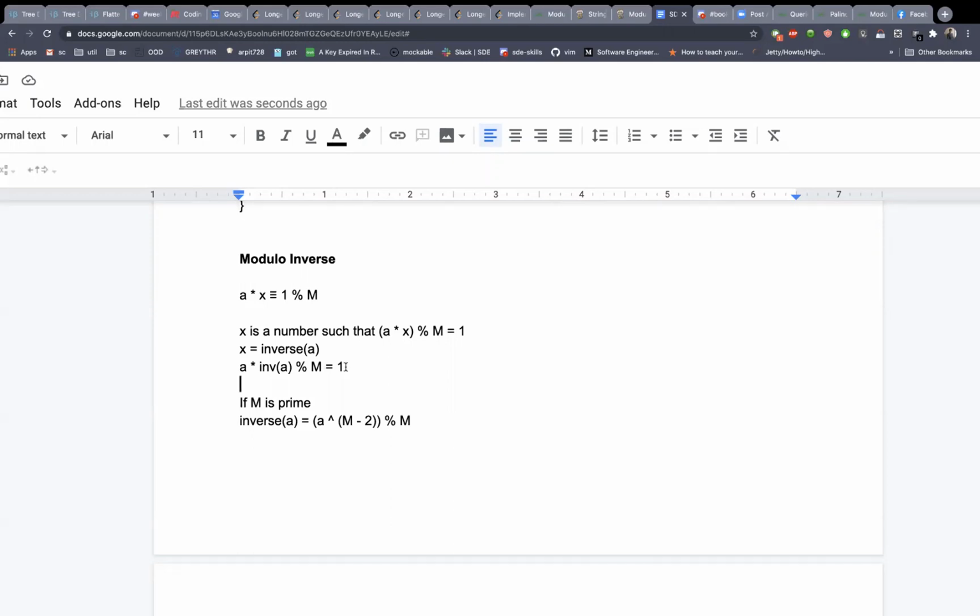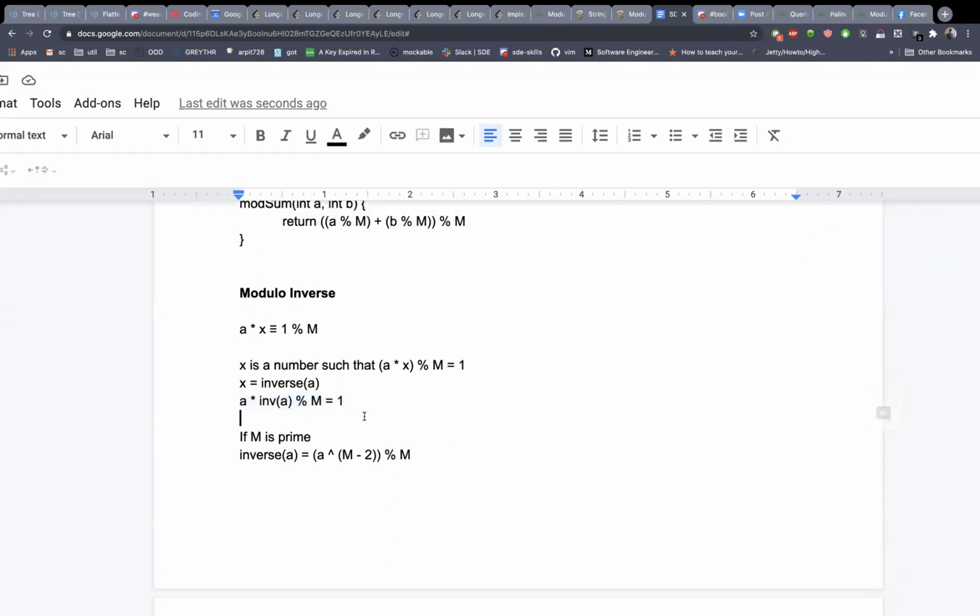Is inverse also specific to the modulo operation then? Yes, this modulo inverse is with respect to modulo only. Can you give some example? I know that inverse is 1 over a, but then what would be m? You can think of m as some modulo. Let's try to think of some example.